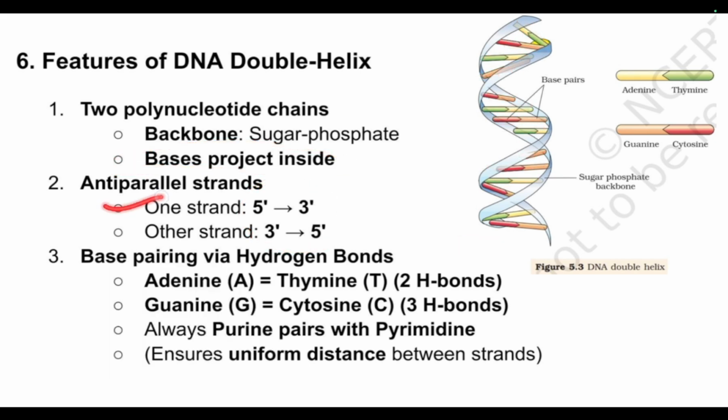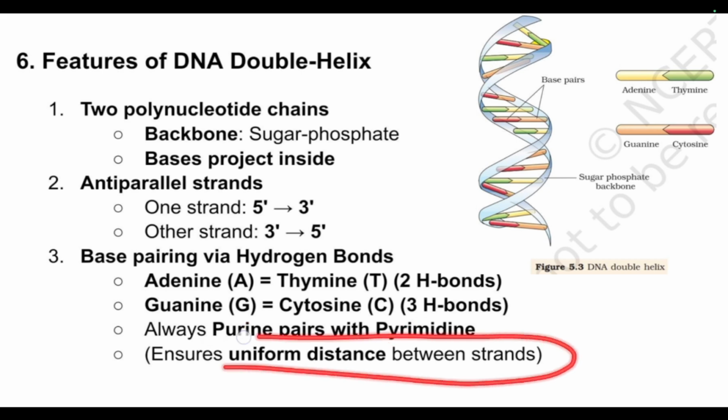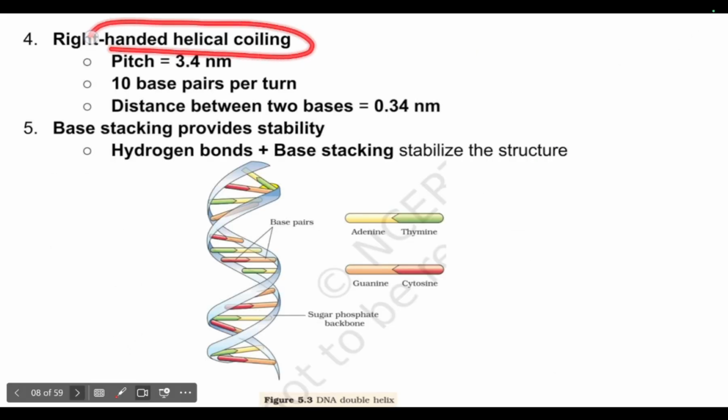Then if one strand is 5' to 3', the other strand is 3' to 5', and this is called antiparallel. In between these two strands there is hydrogen bond, between A and T, as I said earlier, A and T is 2 bonds and G and C is 3 bonds. So if I give you the sequence of the nucleotide, you can easily calculate the number of hydrogen bonds. Purine is double ring structure and pyrimidine is single ring structure. So this pairing between a larger structure and a smaller structure always helps in maintaining the uniform distance between the strands. This is a right-handed coiling.